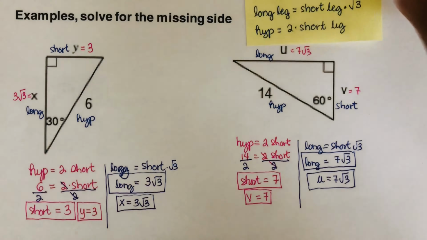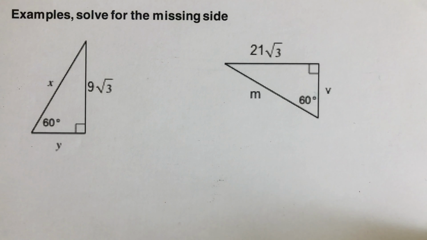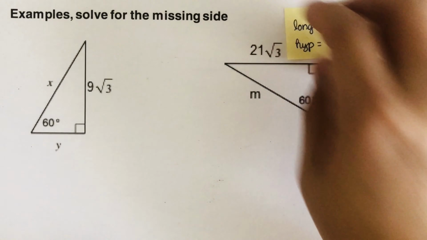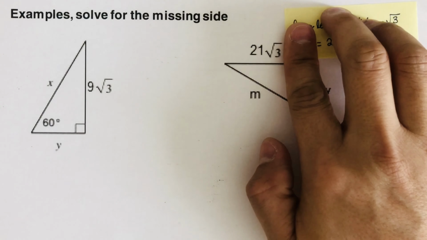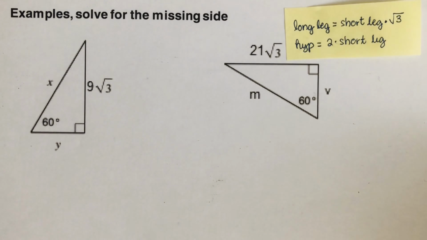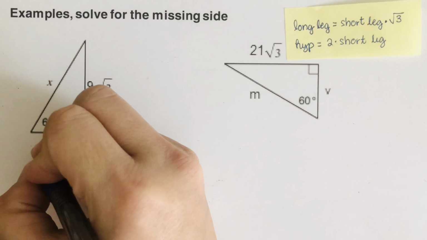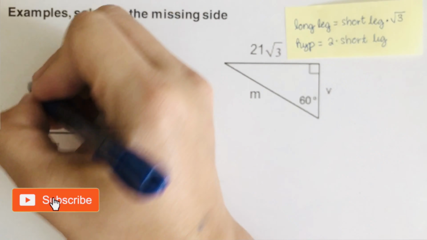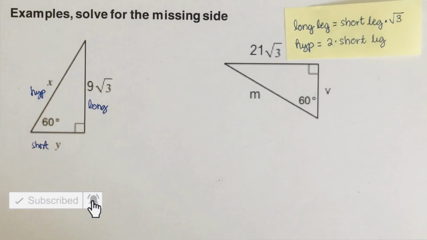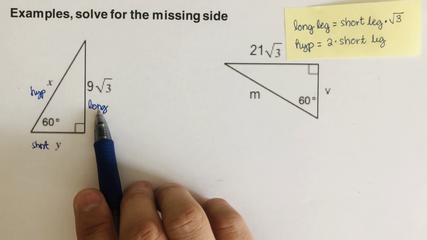Now let's move on to the next example that we have here. It's going to be the second set of examples, and it looks like this. Okay, so we are going to label the parts so that we can put it into the formula that we have up here. I put the formula there so we can always go back to it. So this is the long, this is the short, and this is the hypotenuse. We want to solve for both the hypotenuse and the short, but we're given the long leg.